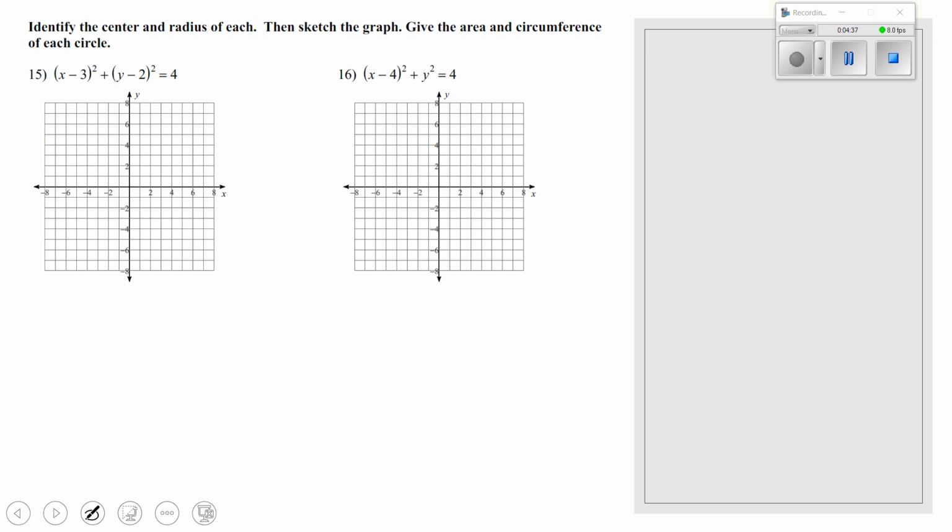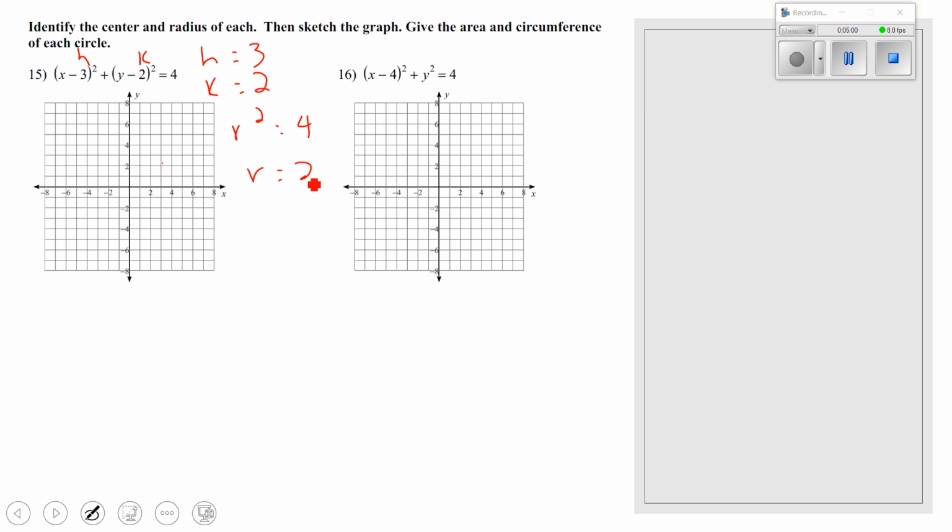And lastly, you might be given the equation and need to sketch the graph. So here is my h and here is my k. If it's x minus h, that means h is equal to positive 3, and k would be equal to positive 2, so my center is at (3, 2). My radius, well, r squared is equal to 4, so r would equal 2.